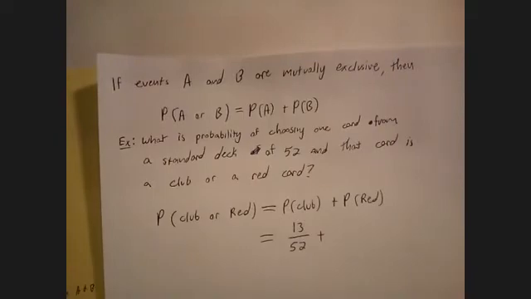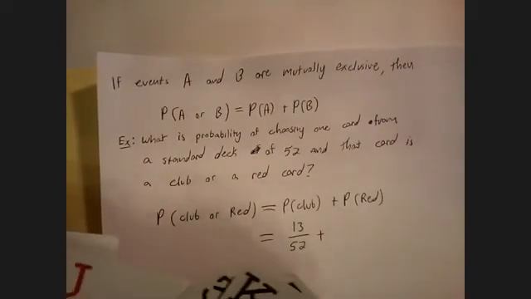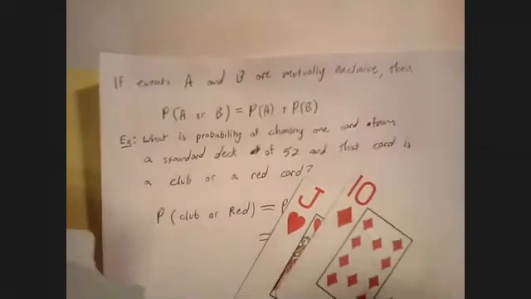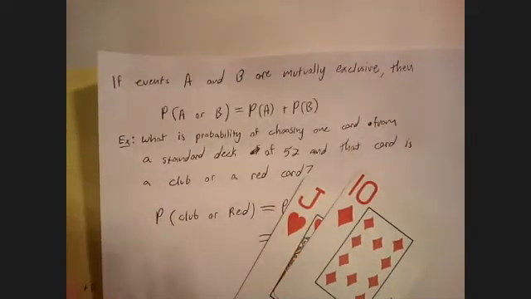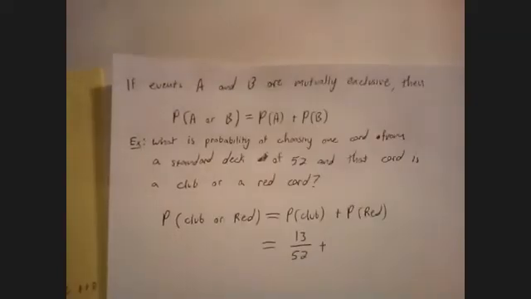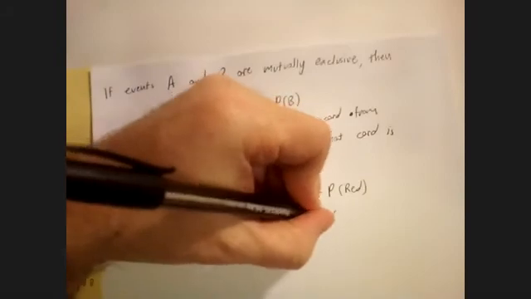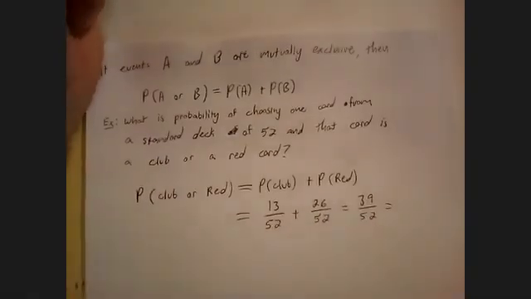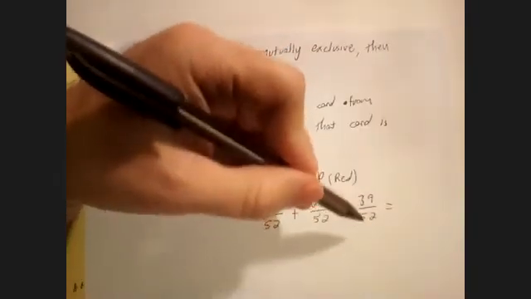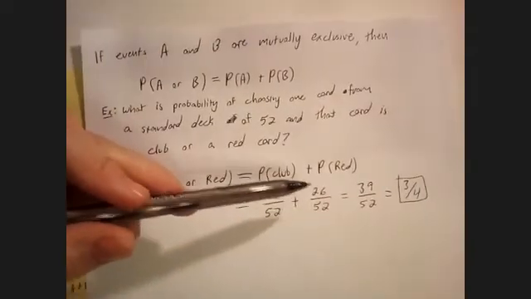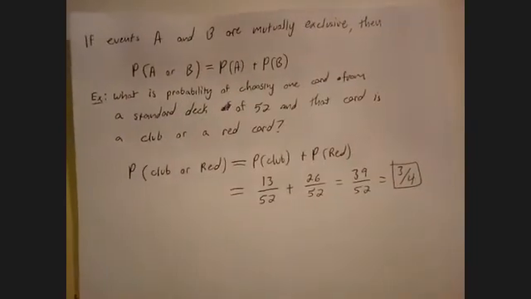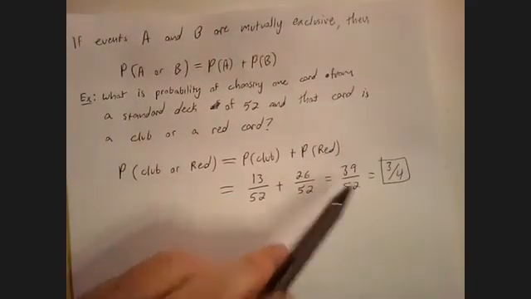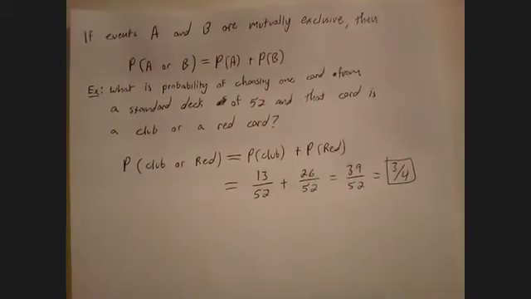And then the probability of red, well, the card could be a heart or a diamond. Since there are 13 diamonds and 13 hearts, we have a total of 26 red cards, which is half the deck. So that is 39 over 52. And if you divide this by 13, you get 3/4. I added 1/2 plus 1/4, so I knew it would work out that way, but we could just simplify this. Okay, so that is our mutually exclusive example.